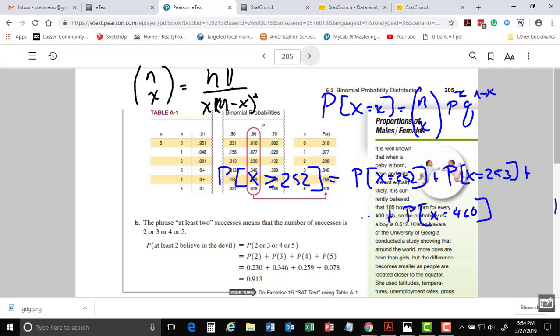And then it says, at least 2 successes means that the number of successes is 2 or 3 or 4 or 5. Remember the rule of OR is addition, right? And assuming they're mutually exclusive, we just add up the probabilities of each one of those. And that's what I told you to do. Let's see if we can do this.